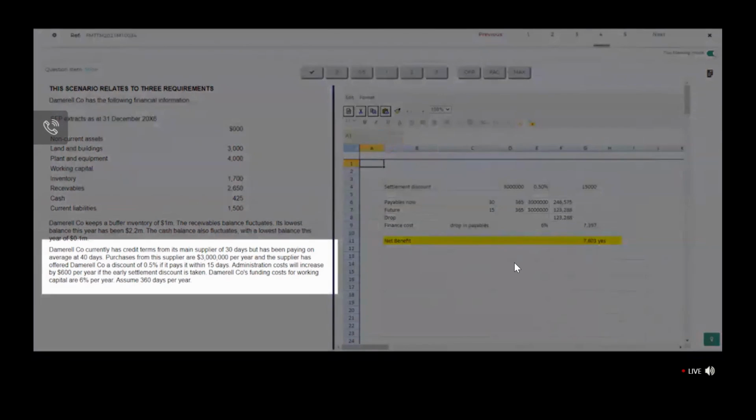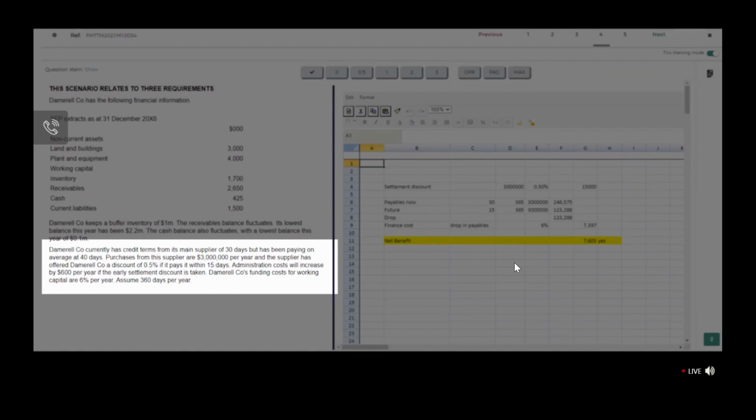And it says the credit terms from its main supplier is 30 days, but it's been paying on average at 40. Purchases from this supplier are 3 million per year, and Damerel has been offered a discount of 0.5% if it pays within 15 days. The administration costs will increase by 600 per year if the early settlement discount is taken. Damerel's funding costs for working capital are 6% and assume 360 days per year.